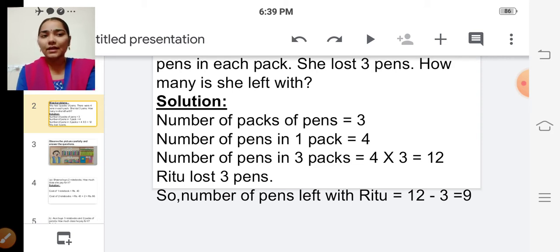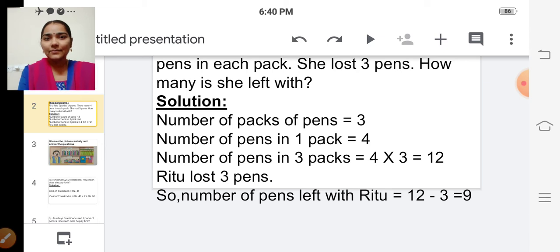So, after 3, count forward till you reach 12. That is after 3: 4, 5, 6, 7, 8, 9, 10, 11, 12. So, the answer is 9. Okay? She is left with 9 pens.